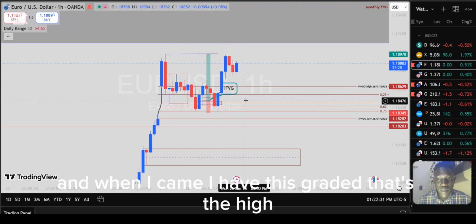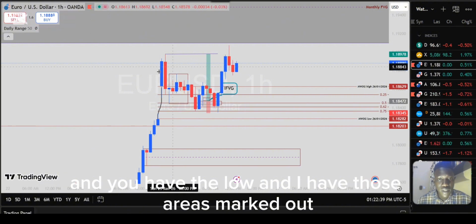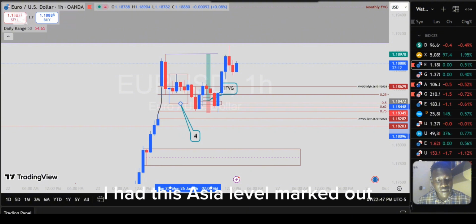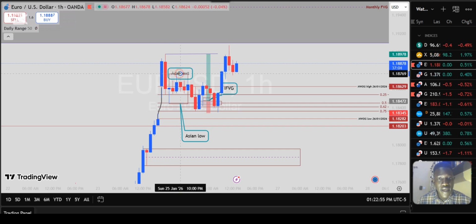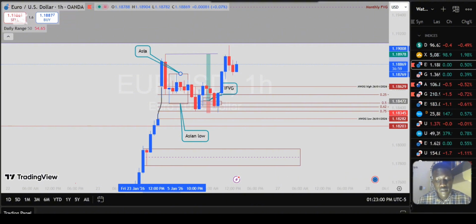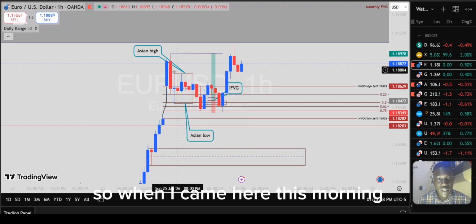That's the high, the upper quadrant, the middle and lower quadrant, and you have the low. I have those areas marked out. Another thing I do is this: I had the Asia level marked out, so the Asian low, and I also have the Asian high, which was here. That was the high.